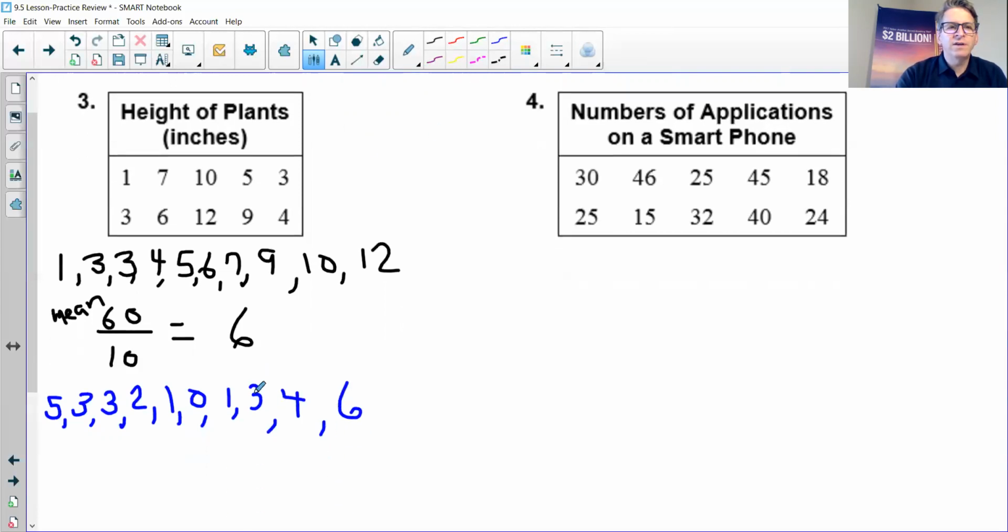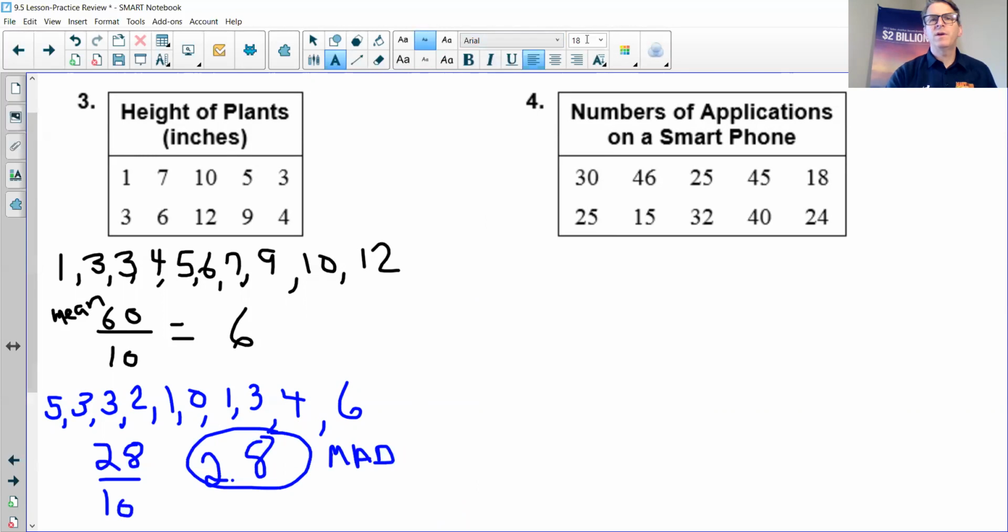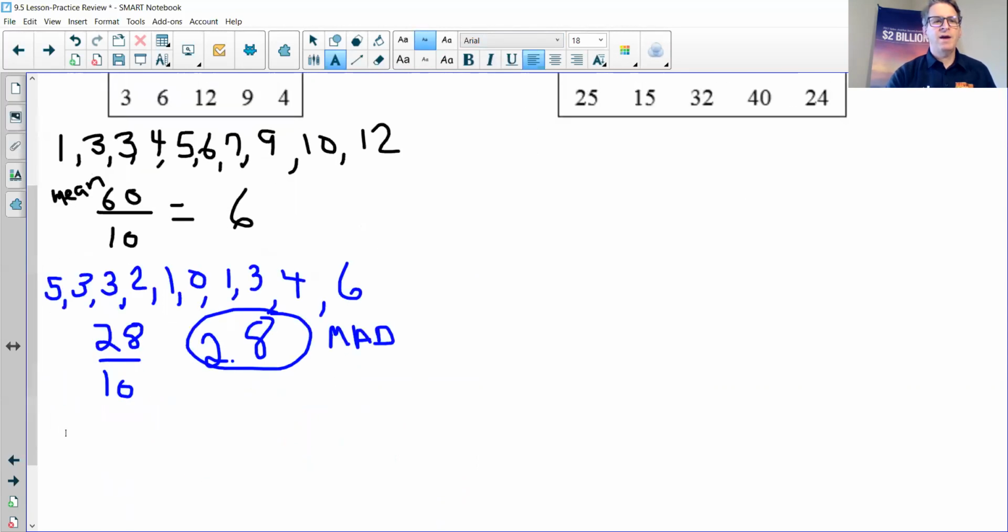Okay, and as I add those all together, I have 5 plus 3 plus 3 plus 2 plus 1 plus 0 plus 1 plus 3 plus 4 plus 6. I have 28. And I'm going to divide by 10 because there's 10 entries. And that would give me a MAD of 2.8. 2.8 is my MAD. So again, what I'm going to do is write out for you on number 3, what does it mean to have a MAD of 2.8?